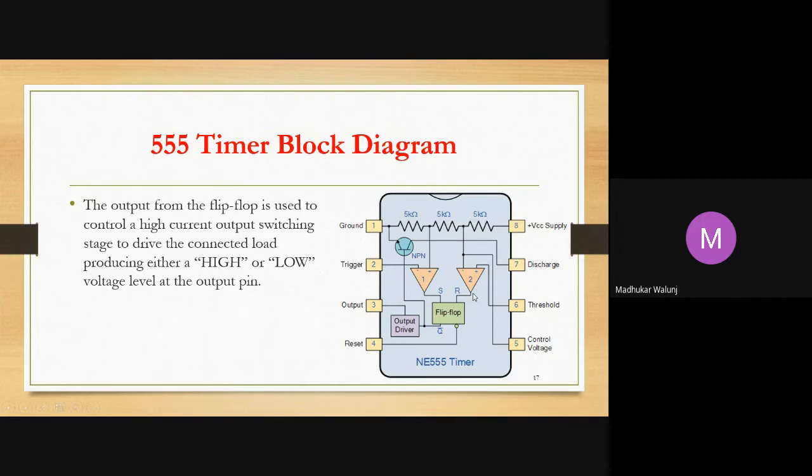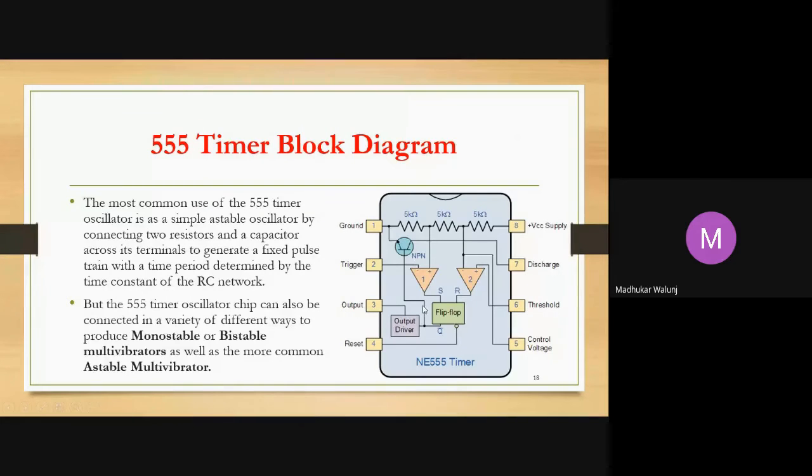The output of the flip-flop is connected to the output driver. This output driver is connected to the load, which means at pin number 3 we have a load where we can connect an LED or motor or whatever external equipment or device there is. It will produce a high or low voltage level at the output pin, or we can say a square waveform, high and low.